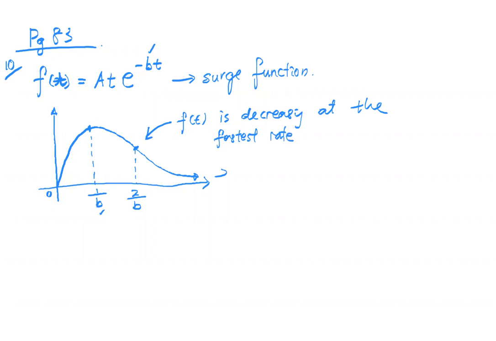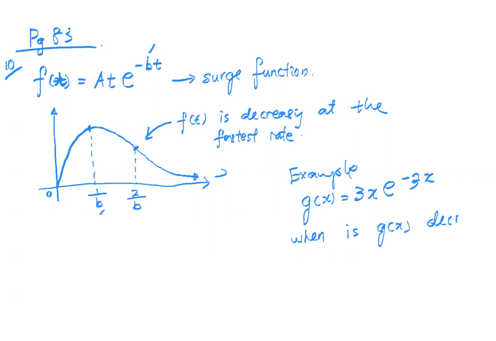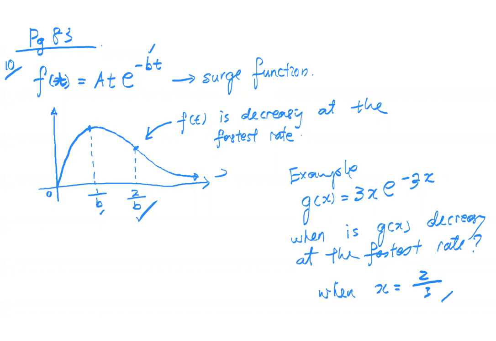So if the question comes out like that, for example, I give you a function, g(x) equal to 3x e to the power of negative 3x. Okay, I will say, when is g(x) decreasing at the fastest rate? If this is a question, I give you only 1 mark. You don't even have to use your GC if you have this formula. So I will straight away write down x equal to 2 over 3. That's it, done.